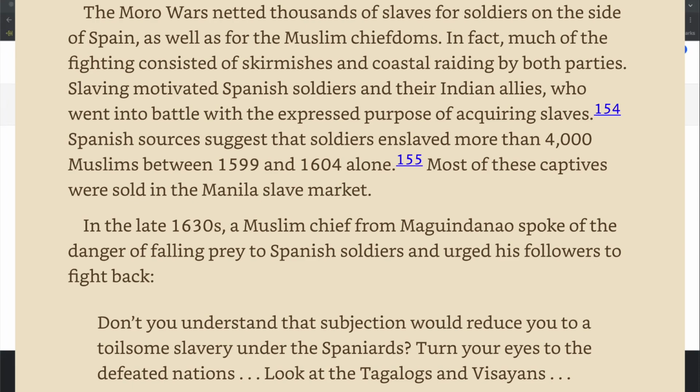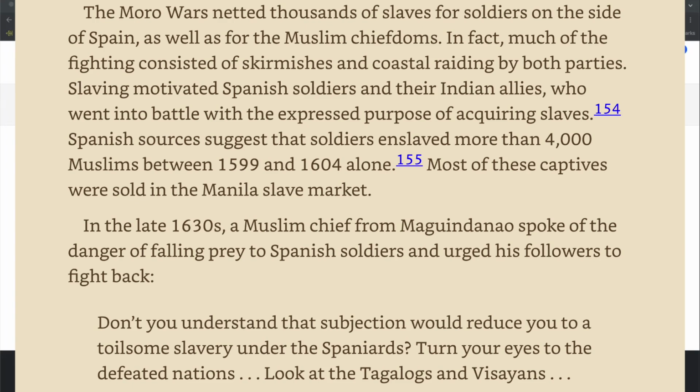Spanish sources suggest that soldiers enslaved more than 4,000 Muslims between 1599 and 1604 alone. Most of these captives were sold in the Manila slave market. Again, the Manila galleons were going to the Americas, guys. In the late 1630s, a Muslim chief from Maguindanao spoke of the danger of falling prey to Spanish soldiers and urged his followers to fight back. Don't you understand that subjection would reduce you to a toilsome slavery under the Spaniards?